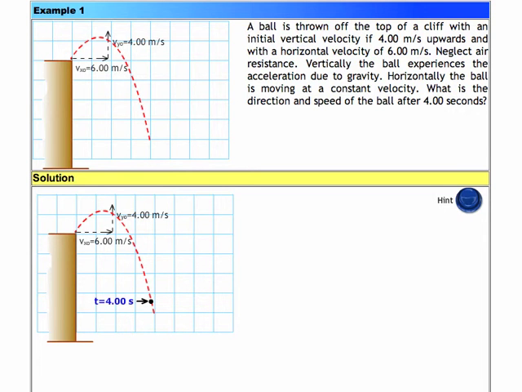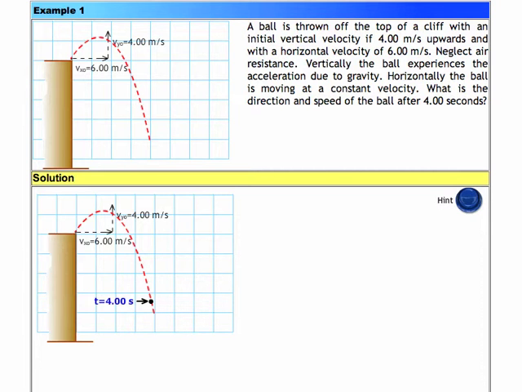A ball is thrown off the top of a cliff with an initial velocity of 4 meters per second upwards and a horizontal velocity of 6 meters per second. Neglect air resistance. Vertically, the ball experiences acceleration due to gravity, which we're always going to have on our problems. And horizontally, the ball is moving at a constant velocity. Again, we're always going to have that on our problems. What is the direction and the speed of the ball after 4 seconds?